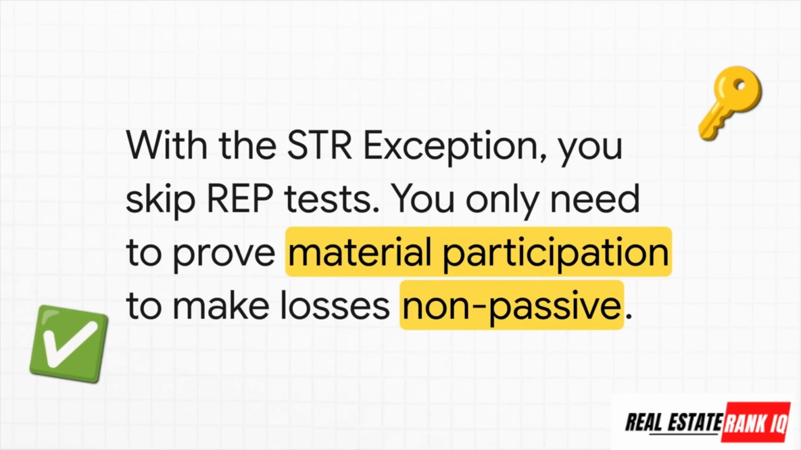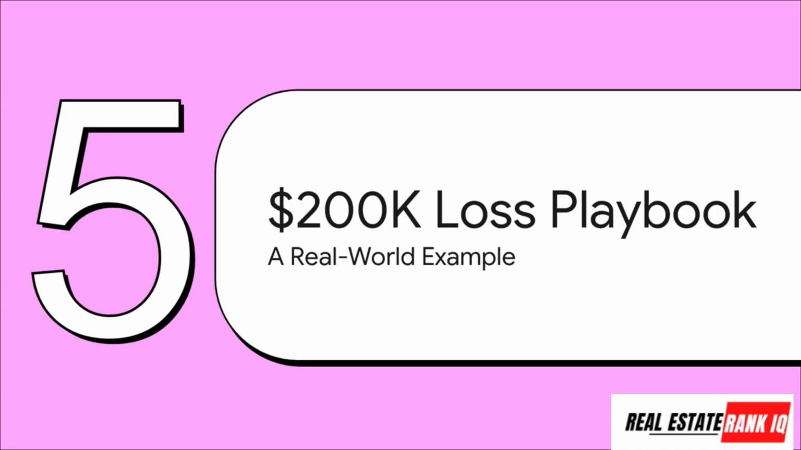The only thing you have to do to make your paper losses non-passive and use them to wipe out your W-2 or 1099 income is meet one of those material participation tests. This is why the STR versus long-term rental debate is so huge when it comes to tax planning for high earners.